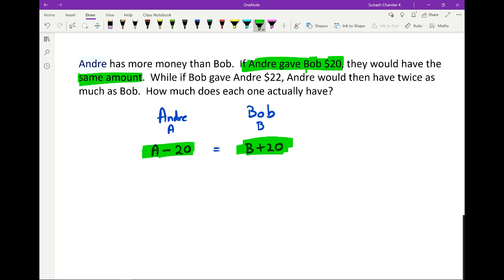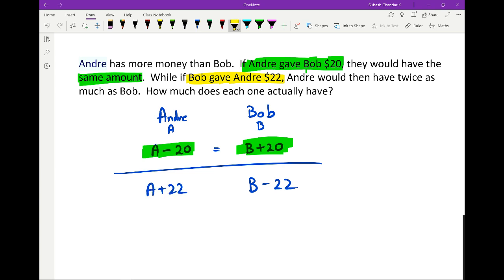Now the second equation is, if Bob gave $22, so Bob is giving Andre $22. I'm going to write that down first. So if Bob gives $22, this is the second equation now, which means Bob is losing $22 and Andre is getting $22. But then it says Andre would then have twice as much as Bob. So in this case, whatever Bob has, Andre's got twice of that.